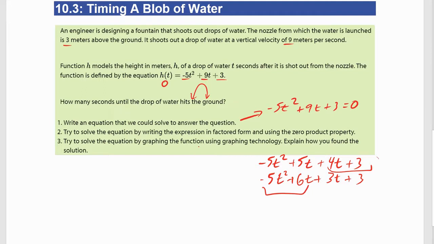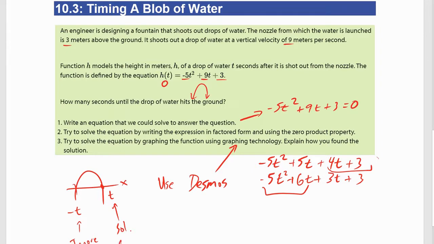Now try to solve by graphing the function. So graphing technology, use Desmos. Use Desmos, desmos.com, graphing calculator, and try to graph that. And you should see your answers, or at least one of your answers. I think one answer is going to be negative, right? So ignore the negative, right? But you're going to get some positive value there on your x-axis, and that would be your solution, which is in seconds. All right, so you should get your answer by using Desmos.